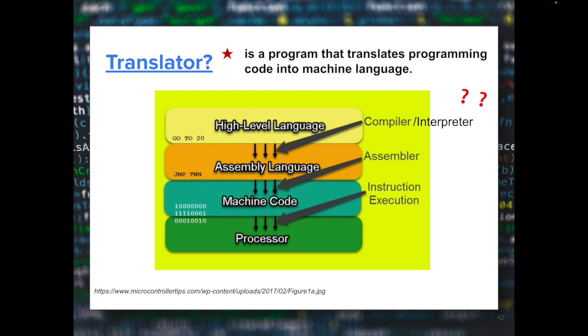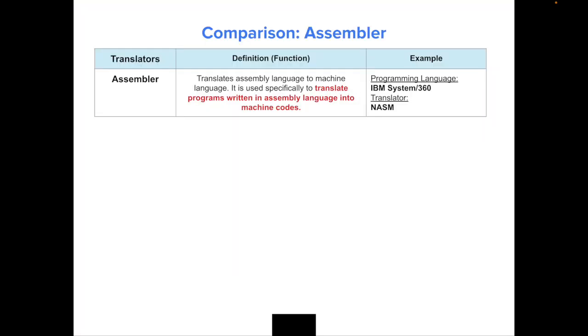So translator is a program that translates programming code into machine language. Okay? You all kena faham dan kena hafal lah. Right. So tadi saya dah cakap, compiler dan interpreter ni, both of them are used to translate high level language into machine language. But what is the difference? After this, kita akan tengok. So, let's look at assembler first.